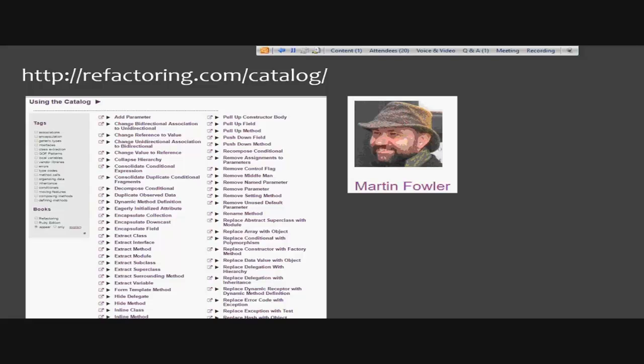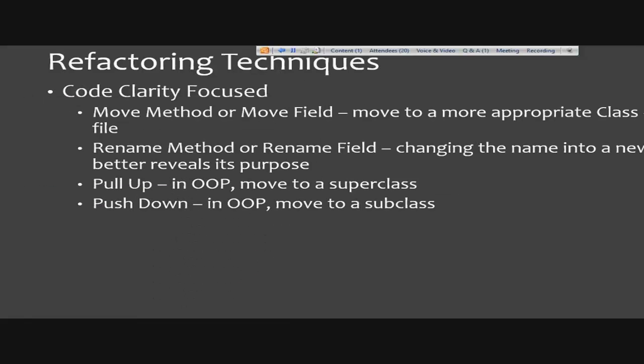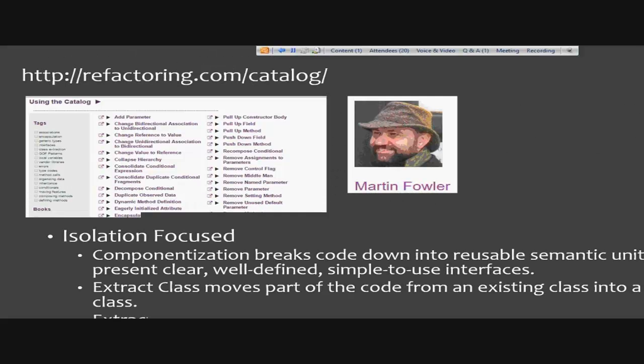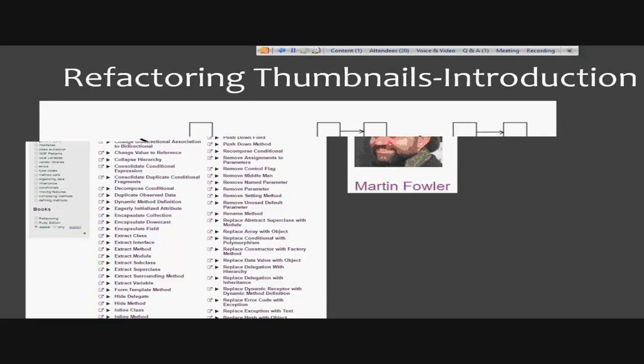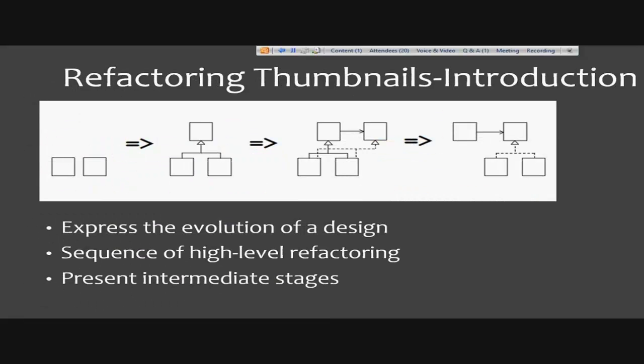But there is one value I want to deliver through this webinar. Of course, you don't need to memorize everything given in the catalog, or even these techniques. What you need to understand and memorize is that there are certain elements that you can practice, and your team can practice collaboratively. Those are called refactoring thumbnails. So what are refactoring thumbnails?